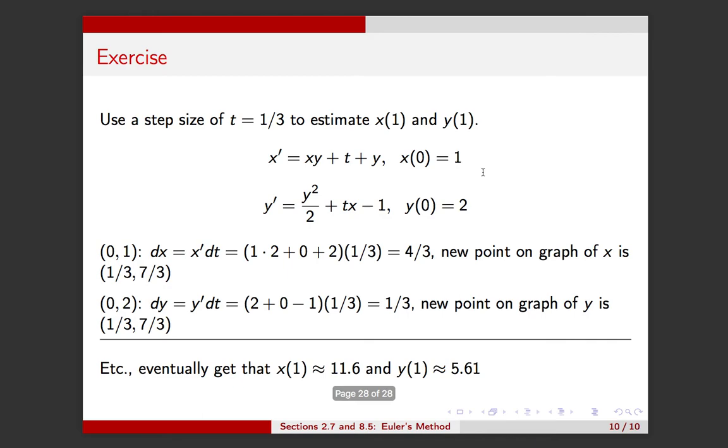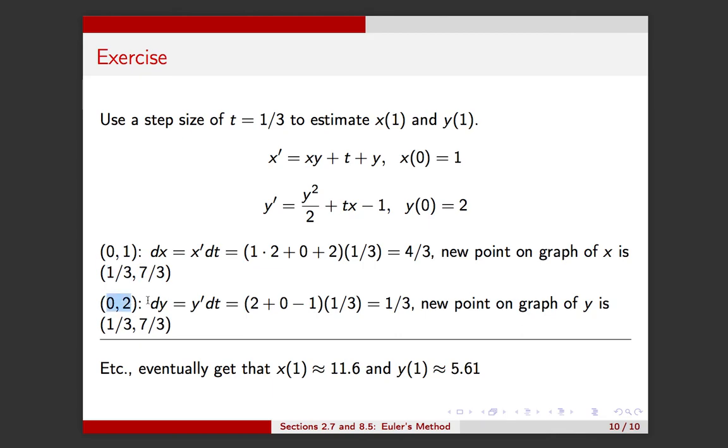All right, so just to show you how the process gets going, this is just like the last slide. If we're at 0, 1 on the x graph, that's where we start on the x graph, change in x is slope times time. So here's x at time 0, there's y at time 0, times 0, plus y at time 0, times my step size. Always have to multiply by step size, and I get 4/3. So I take a third second step to the right, so I go from 0 to a third, and I increase x by 4/3 to get 7/3.